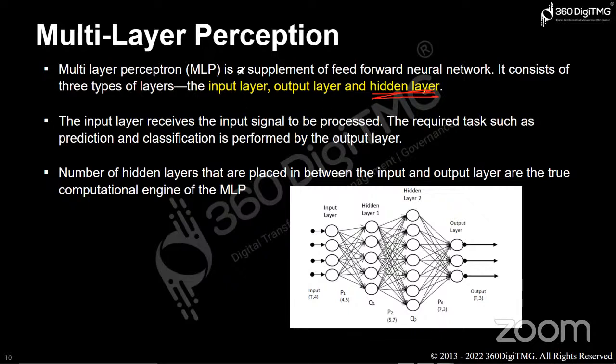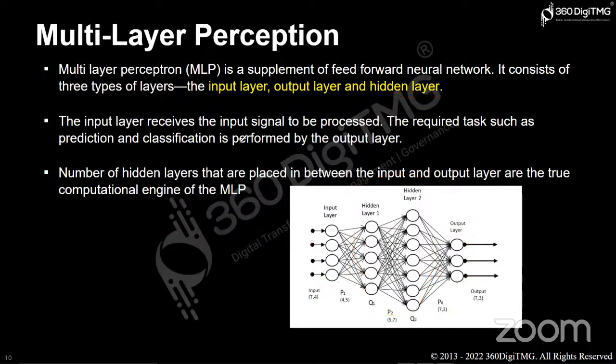Okay, the multi-layer perceptron, we can say, is a supplement of a feed forward neural network. It consists of 3 types of layers: input layer, output layer, and hidden layer, where this first one is the input layer, these are all hidden layers, and this is the output layer.